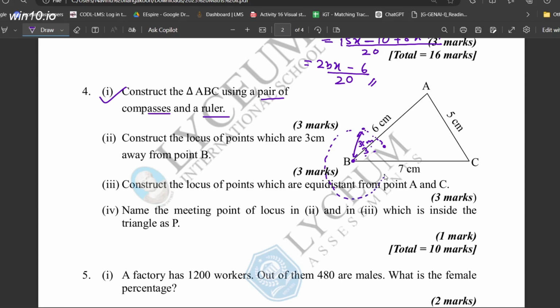So when I complete all the points, can you see what the shape is? It's a circle, no? The radius is what? 3 centimeters. So the locus of points which are 3 centimeters away from B is the circle whose center is the point B and the radius is 3 centimeters.